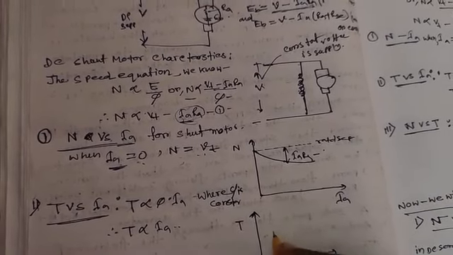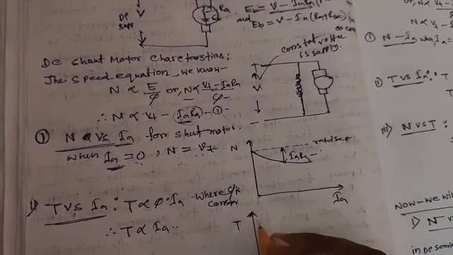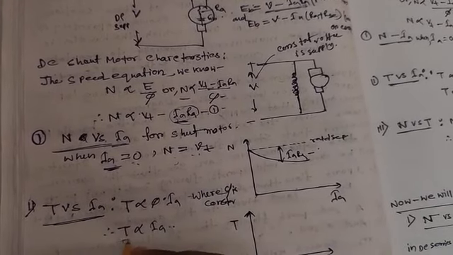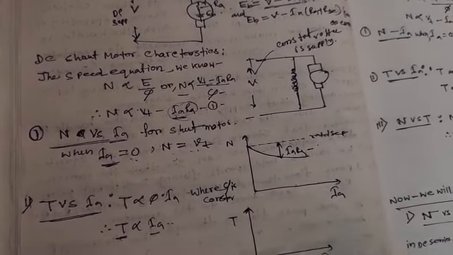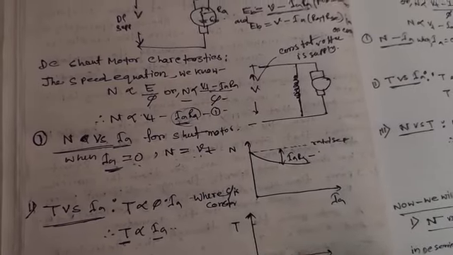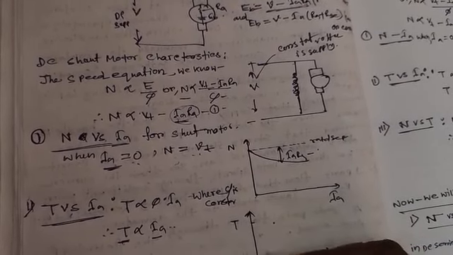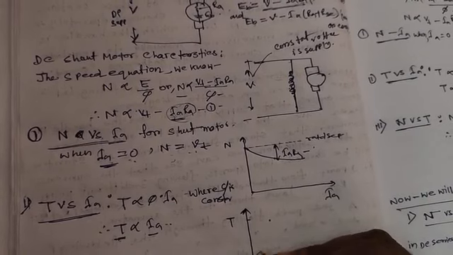Torque characteristic, we will draw the y-axis. When torque is increased, armature current also increases. Torque increases, armature current increases. This is a straight line.